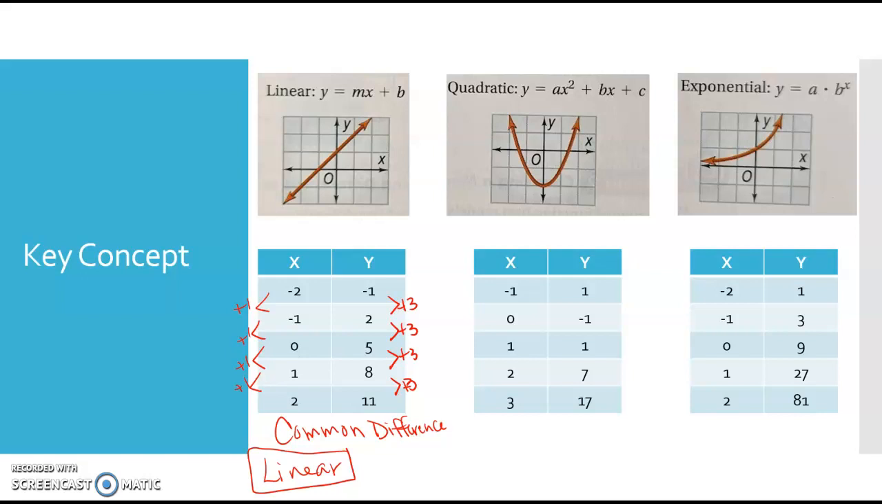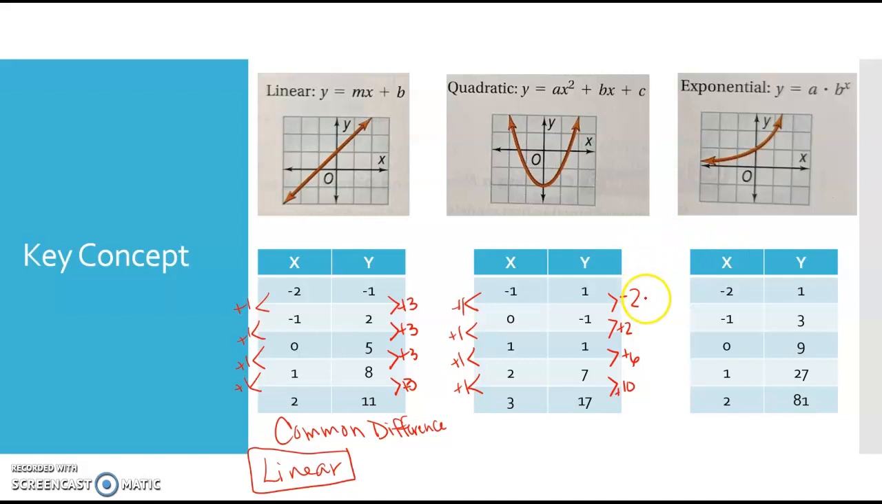If you have a common difference, then we have a linear function. Now, this next table is going to show us a quadratic function. So again, we are increasing by 1 for our domain. We're increasing each of those by 1. But when we look at our first difference, 1 to -1 is -2. -1 to 1 is +2. 1 to 7 is +6. And 7 to 17 is +10.